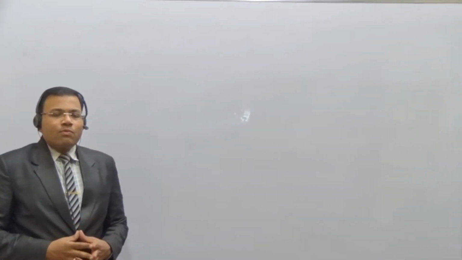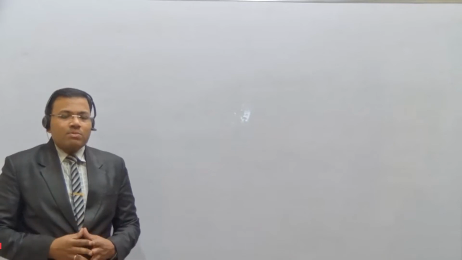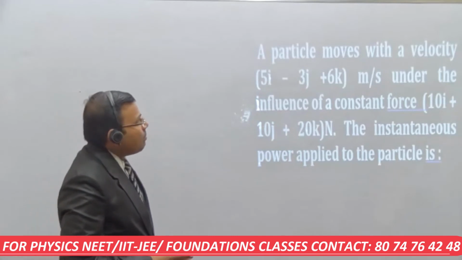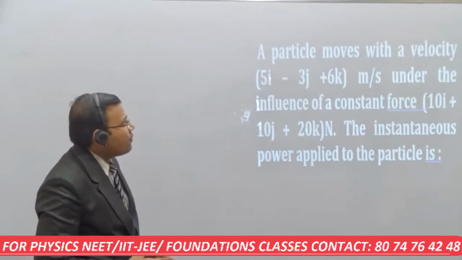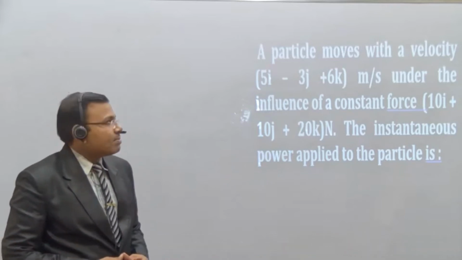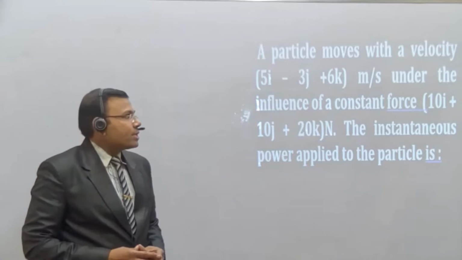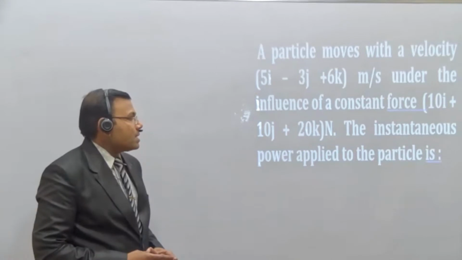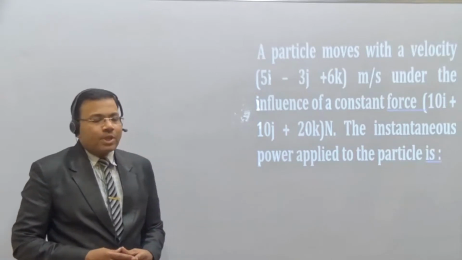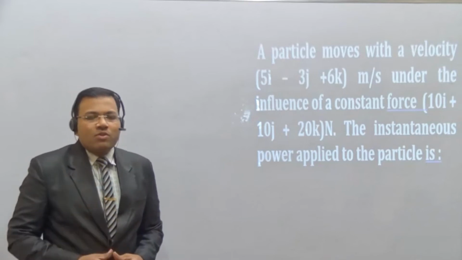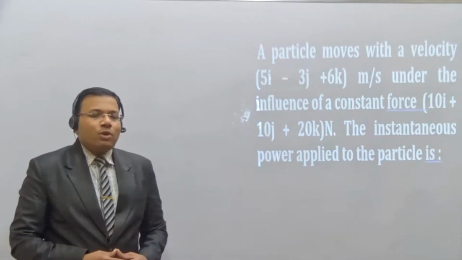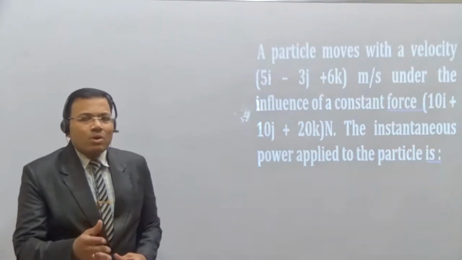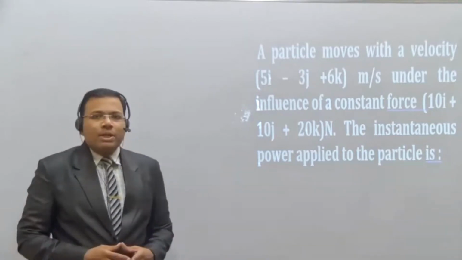Now, the first problem we are going to discuss on the concept of power is on the board. Let us see the question. A particle is moving with a velocity 5i minus 3j plus 6k meters per second under the influence of a constant force, 10i plus 10j plus 20k Newton. We need to calculate the instantaneous power applied to the particle. It's a very simple question if you know the concept of instantaneous power. You have to be careful which type of power is asked, whether instantaneous power or average power. It clearly says we have to calculate the instantaneous power.